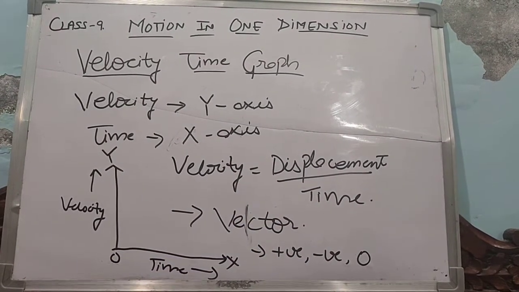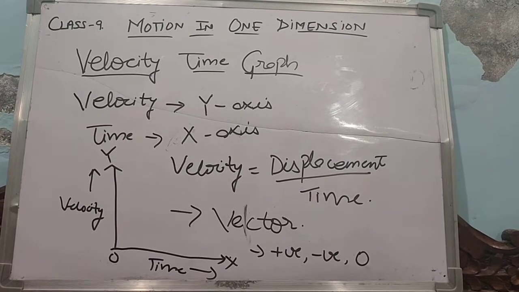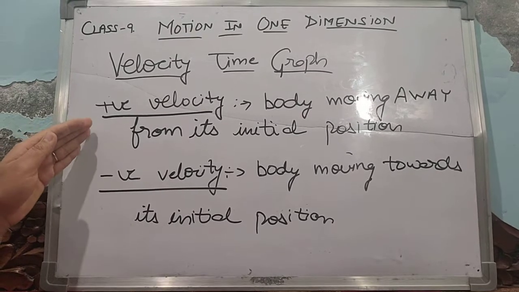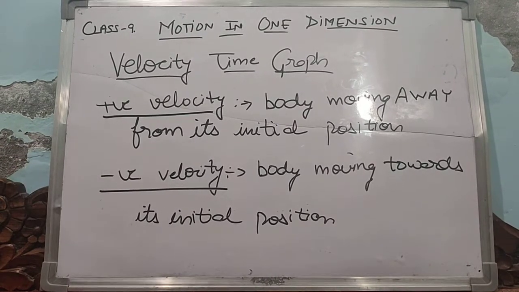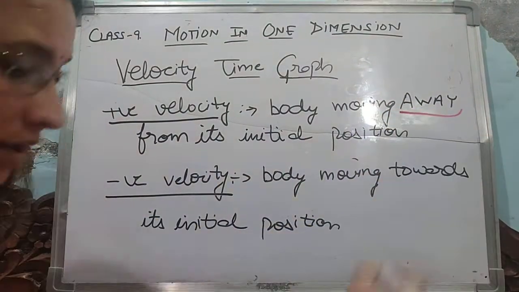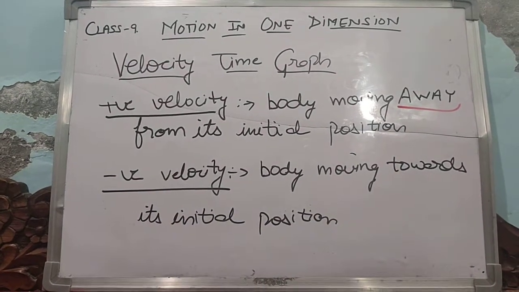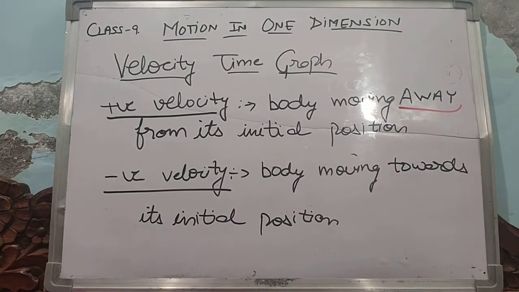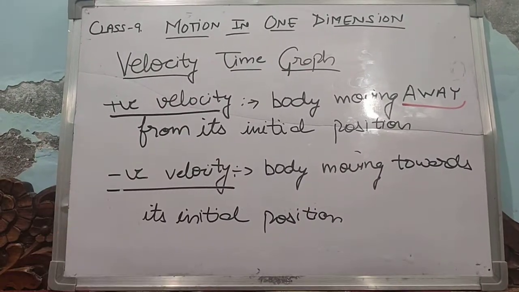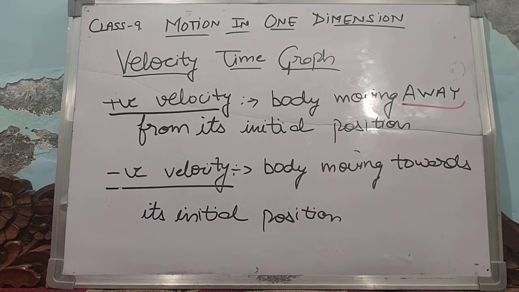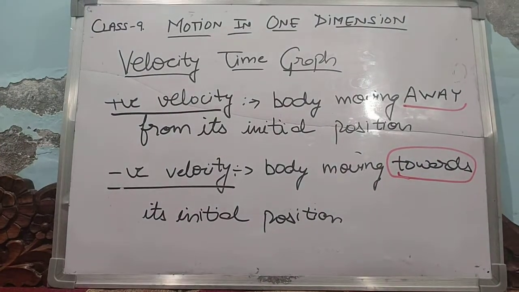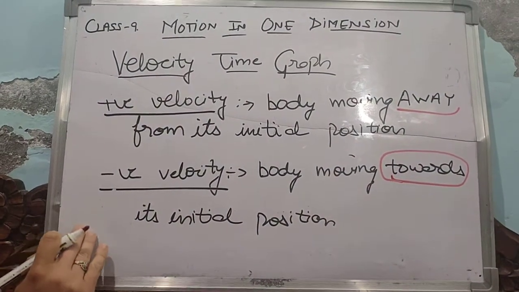Now, when we say that the velocity will be positive? When the body moves away from its initial position. What do you mean by moving away? Means the position from which motion started, if a body is moving away from that position, then we can say that the velocity will be positive. And what about negative velocity? Body moving towards its initial position. When a body moves towards its initial position, then we can say that the velocity possessed by the body will be negative.